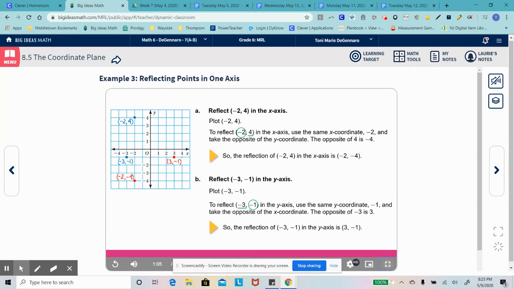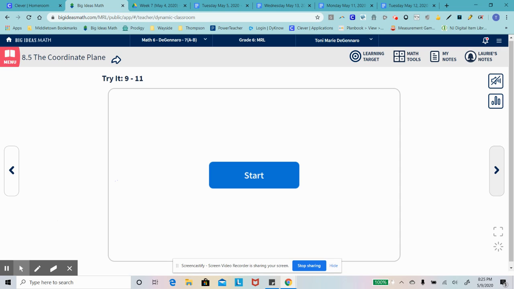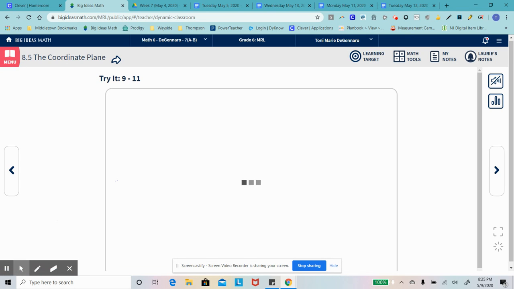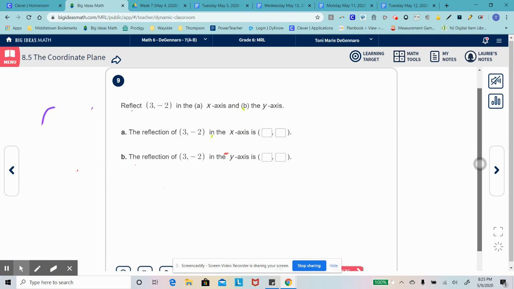Okay, so that is the example that we usually do in class. And now we're going to do the Try-Its together. Make sure that you have your paper and your pencil, and write down example 3 and Try-Its 9 through 11. If you ever need to pause the video, you can.